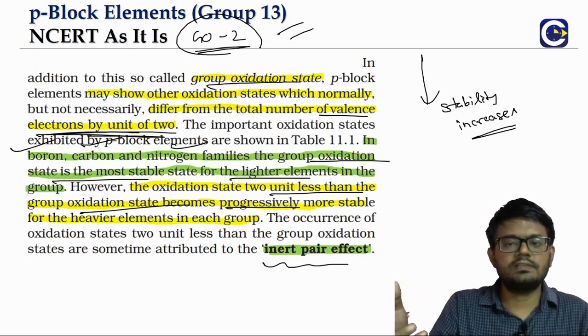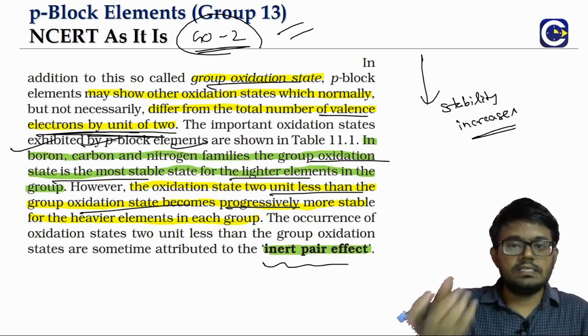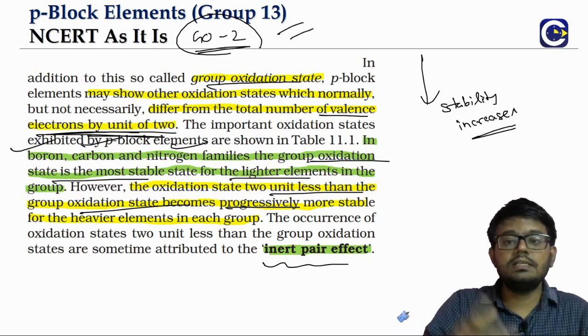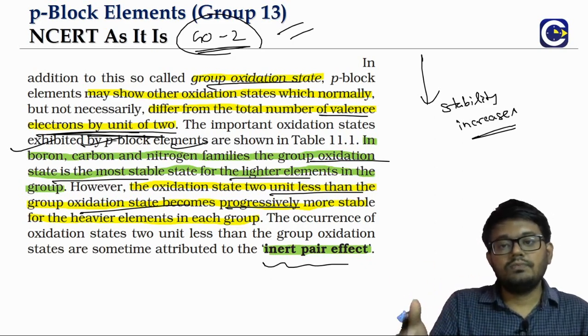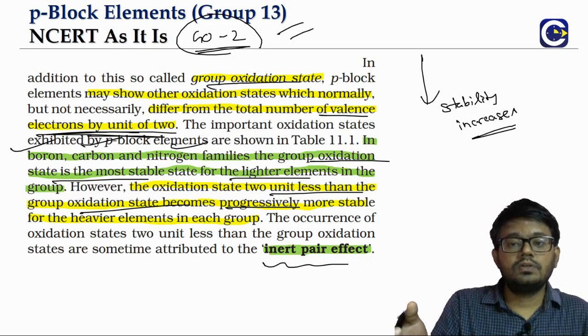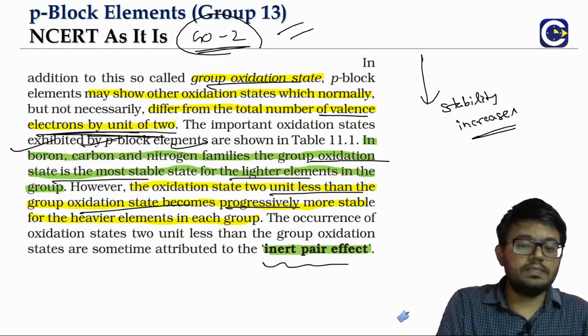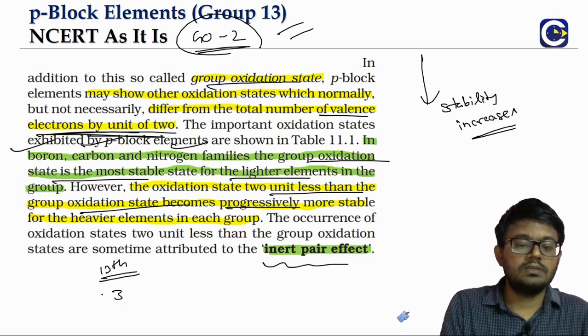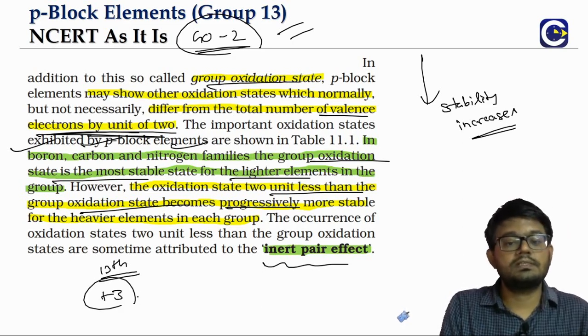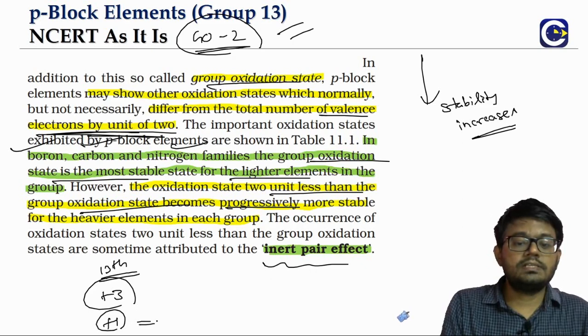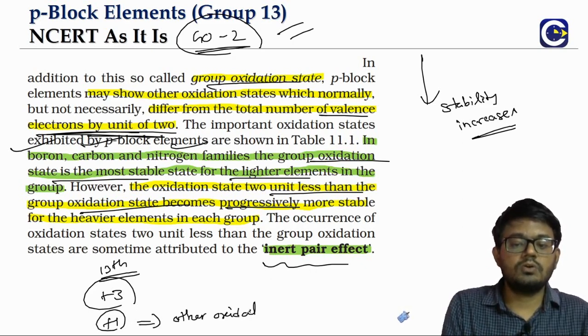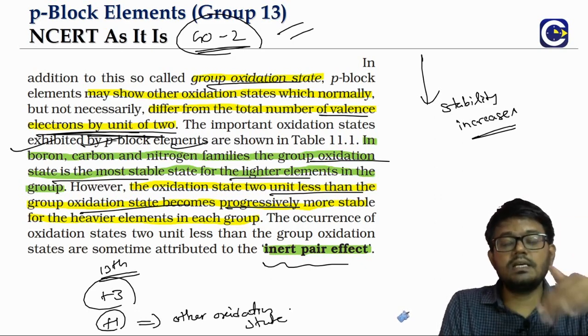So the reason for the existence and also the increasing stability of this oxidation state of group oxidation minus 2: in the 13th group, the total number of valence electrons is 3, so the group oxidation state is plus 3. The other oxidation state we are talking about is plus 1. So we are talking about the existence of this plus 1 as well as the increasing stability of the plus 1 oxidation state as we go down the group.